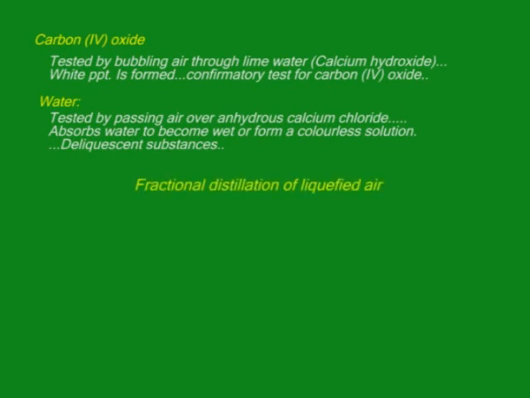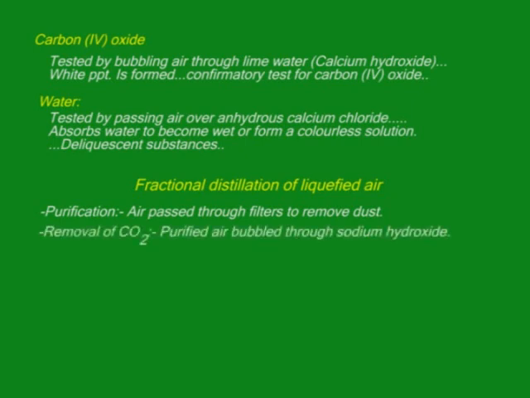Next, we look at fractional distillation of liquid air. Now, we have seen that mixtures can be separated, and air being one of them is no exception. The process of obtaining the different components of the atmospheric air can be summarized as follows. The first step is purification, and purification is done by passing the air through filters to remove dust. The purified air is then bubbled through concentrated sodium hydroxide to remove carbon dioxide.